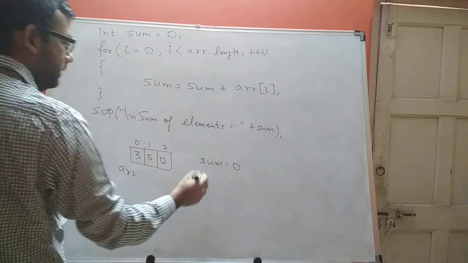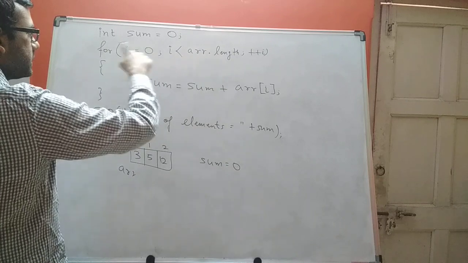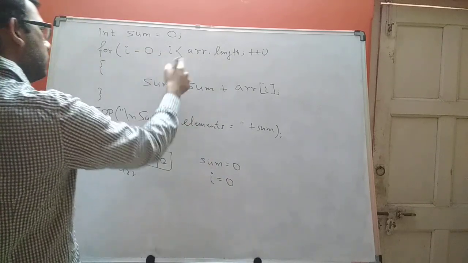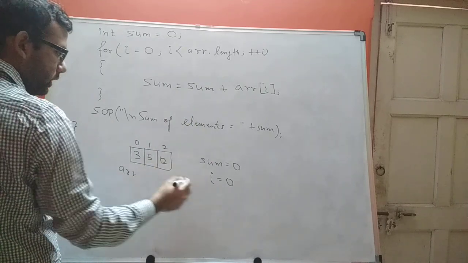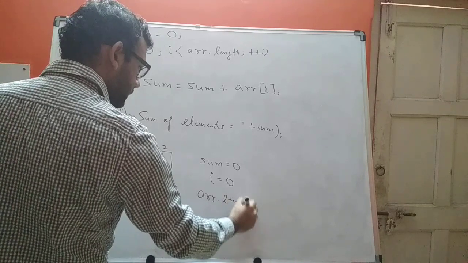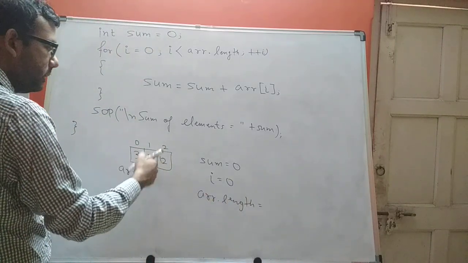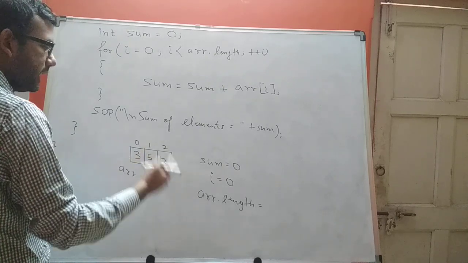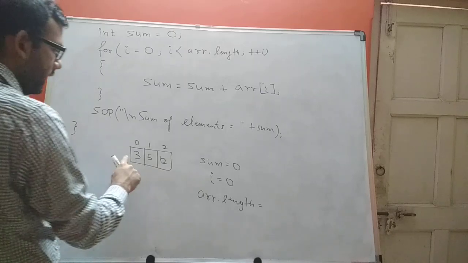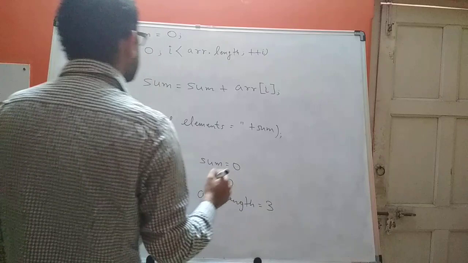Now what is the value of I? The loop will start. Initially the value of I is 0. What is ARR.length? ARR.length will give me the size of the array. What is the size of the array? The number of elements present in the array gives me the size of the array. How many elements are present here? 3 elements. So the value of the length attribute is also 3.